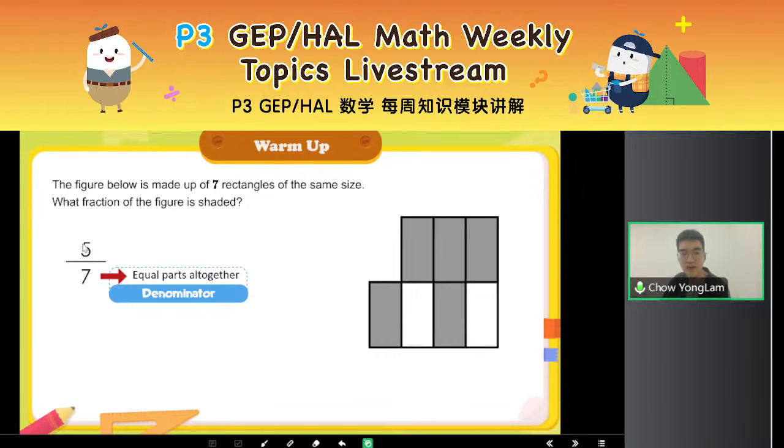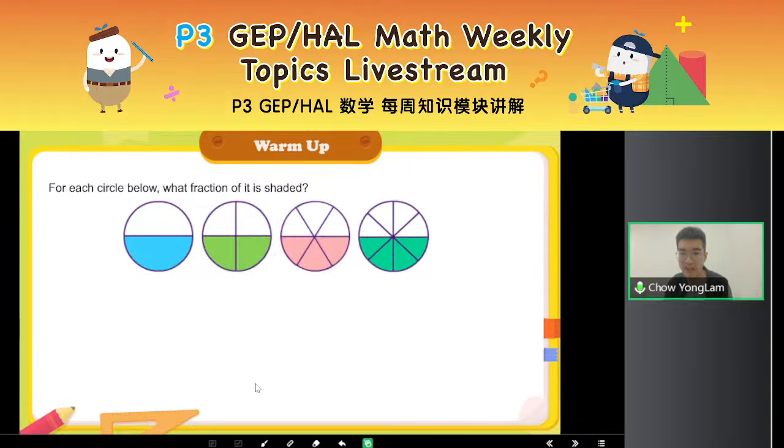And also for 5, that is the number of parts that are taken. And this number is called the numerator, right? So numerator over denominator. 5 out of 7 equal parts is what we selected. So this is how we write out a fraction and the definition of a fraction.